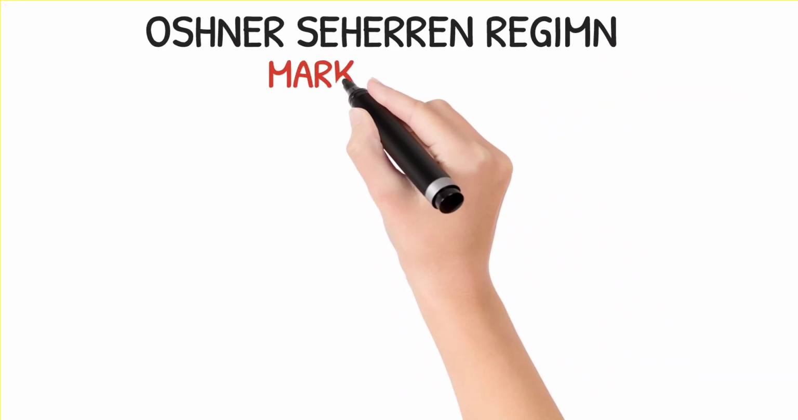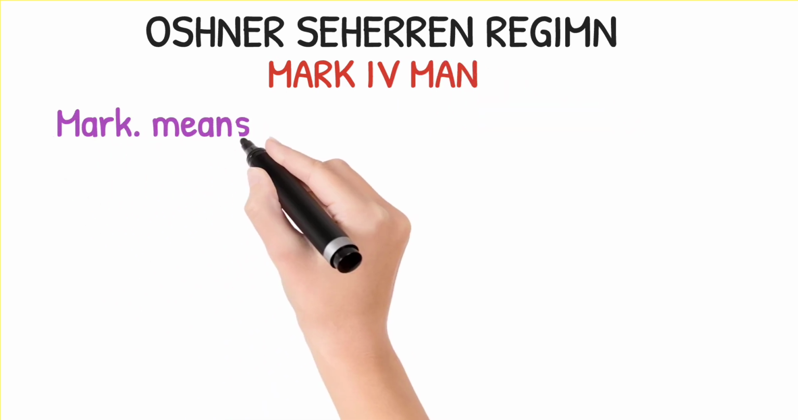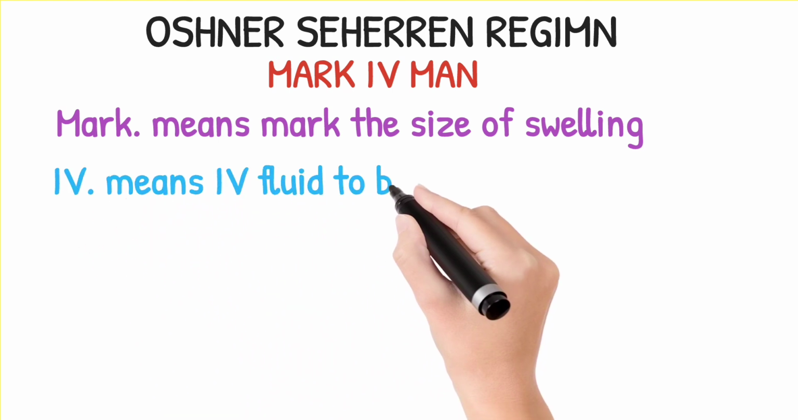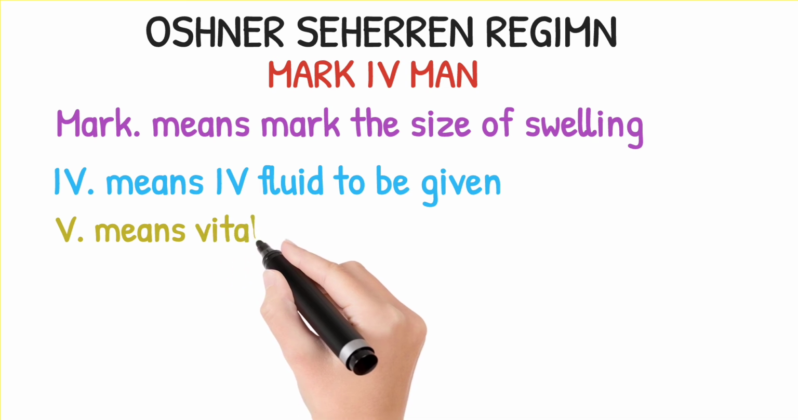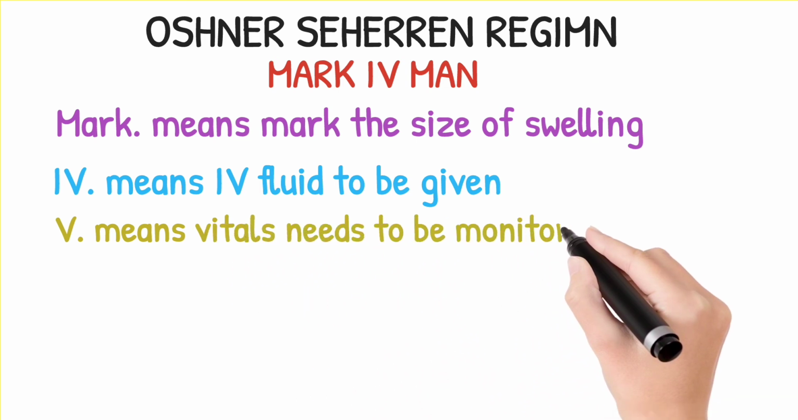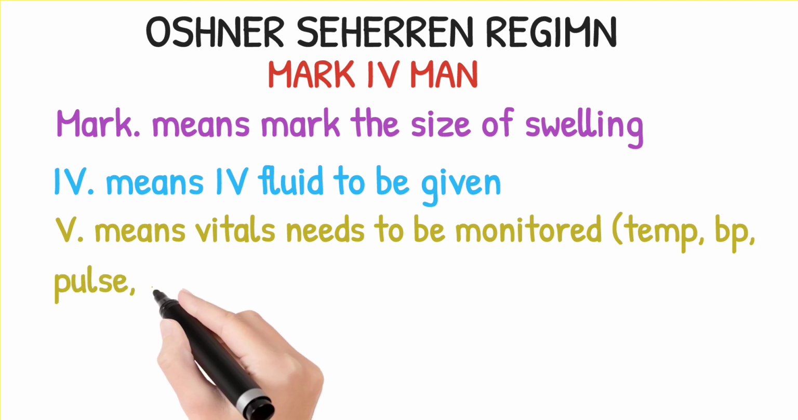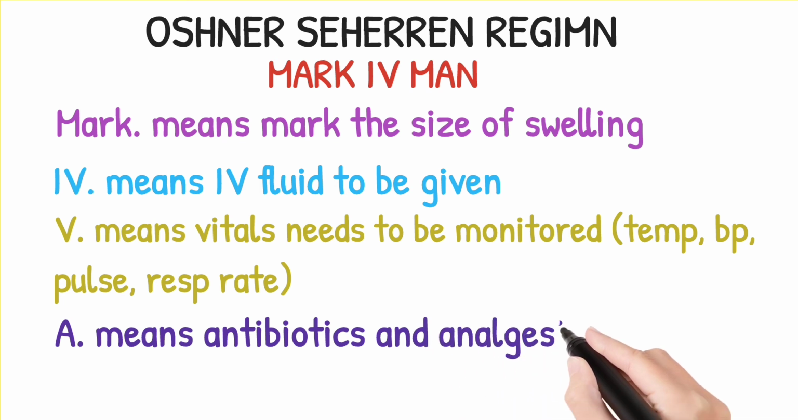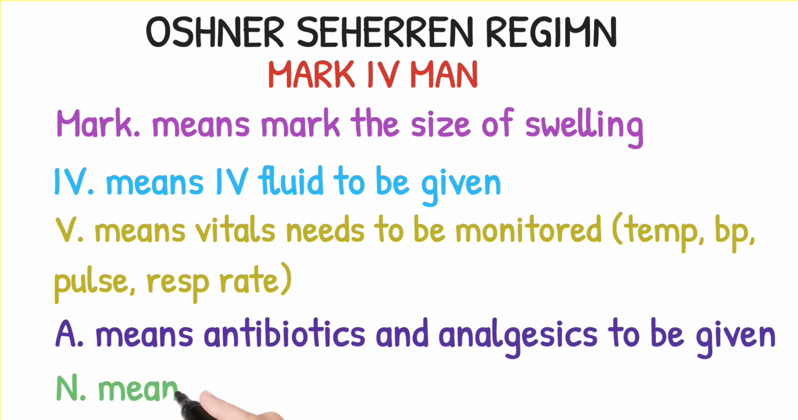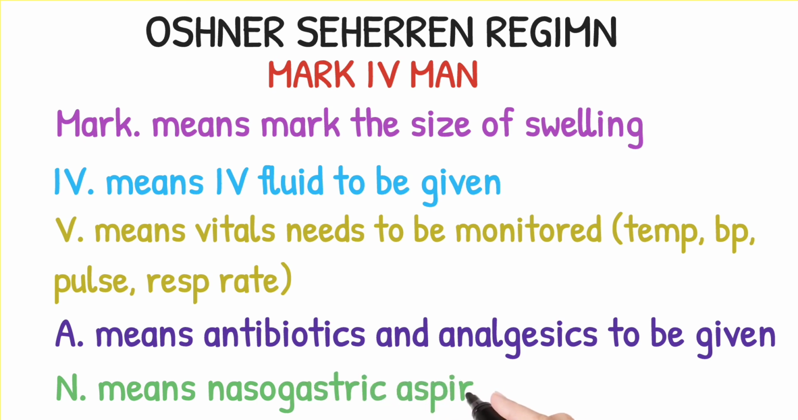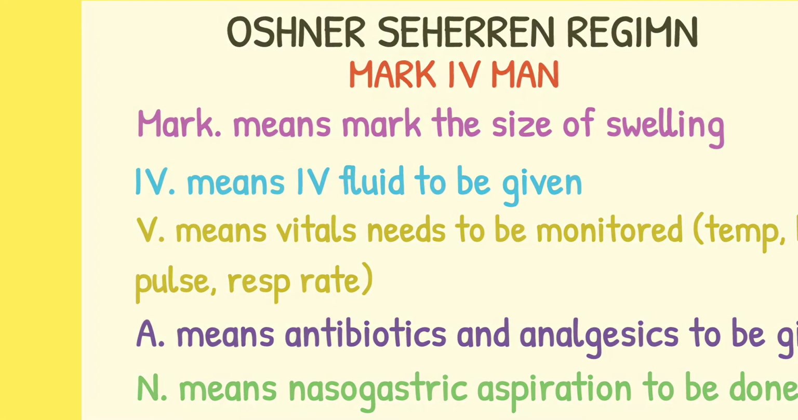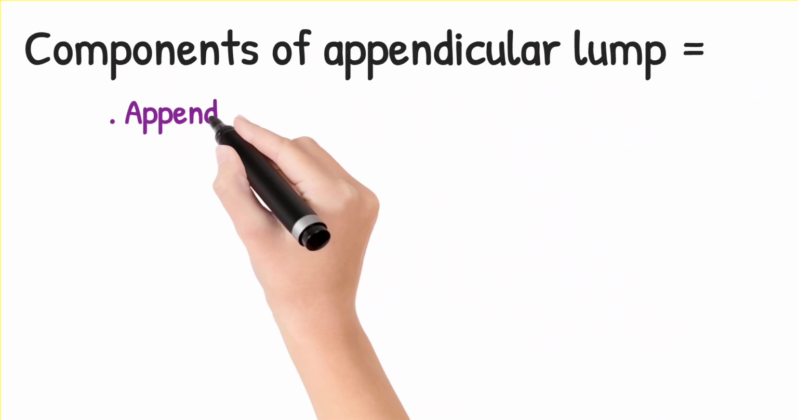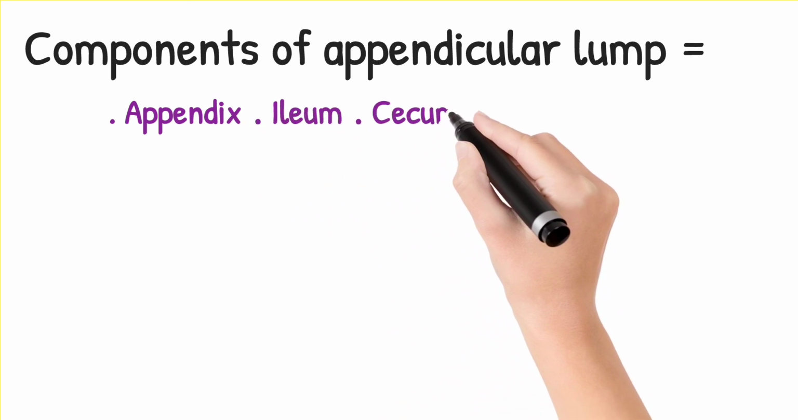We remember it with the mnemonic MARK IV MAN, where mark means we mark the size of swelling. IV means IV fluids are to be given to the patient. M means vitals need to be monitored, like temperature, BP, respiratory rate, pulse rate. A means antibiotics and analgesics are given to the patient. N means nasogastric aspiration is to be done. Components of appendicular lump are appendix, ileum, cecum, and omentum.